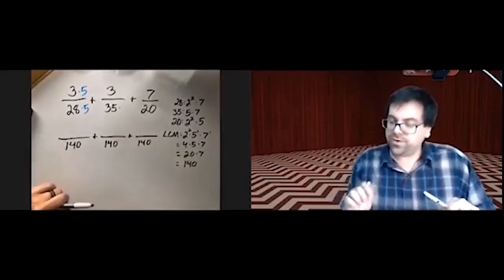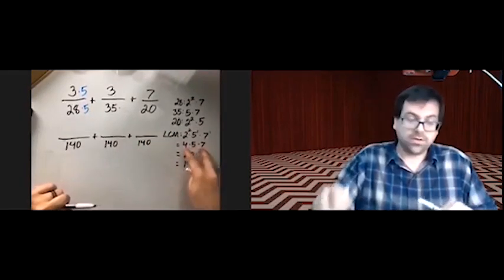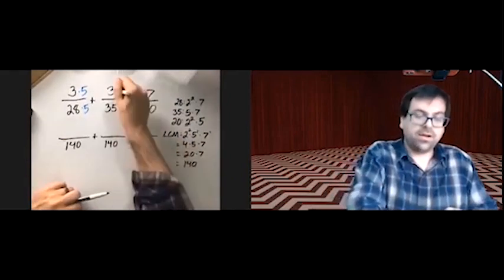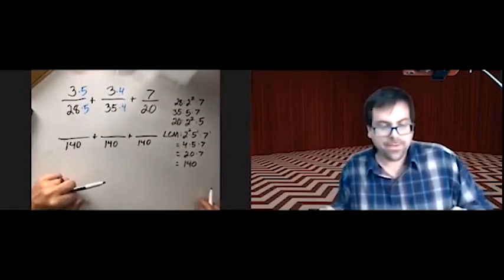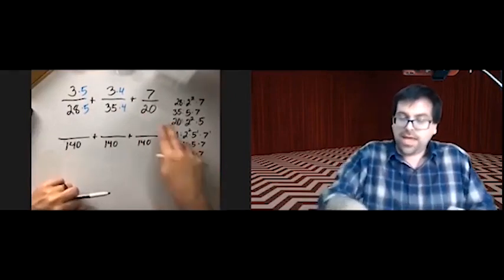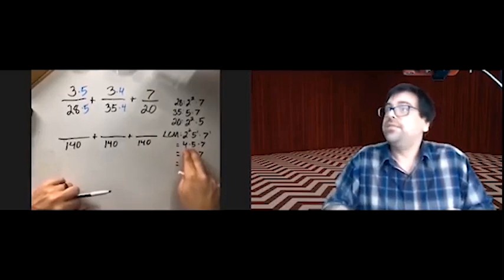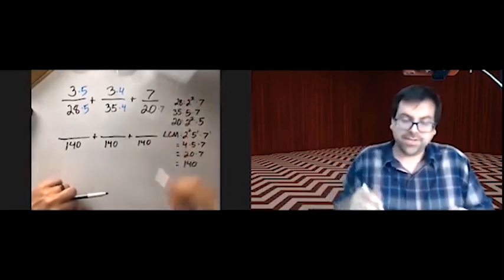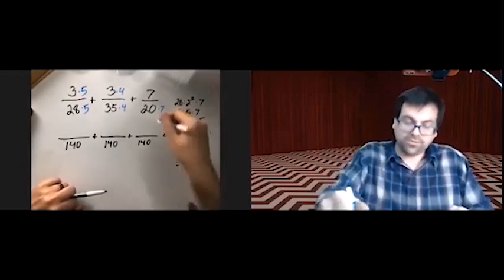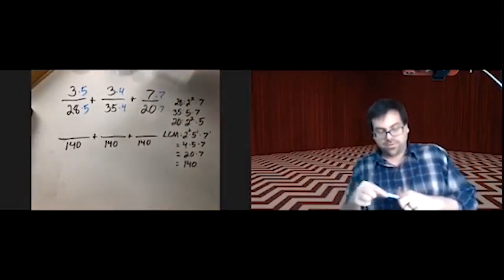35 times what is 140? Well, there's the 35, 5 times 7. So times 4 makes the 140. Whatever we do on the bottom, we do on top. And then 20 times what is 140? 4 times 5 is the 20. So times 7 gives us the 140. Whatever we do on the bottom, we have to do on top.